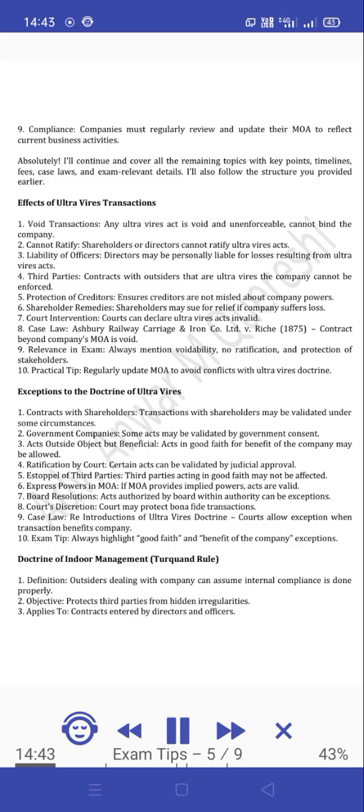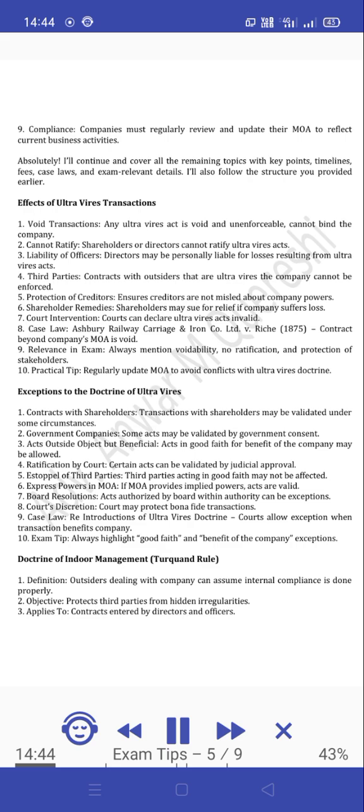Effects of ultra vires transactions. 1. Void transactions. Any ultra vires act is void and unenforceable, cannot bind the company. 2. Cannot ratify. Shareholders or directors cannot ratify ultra vires acts. 3. Liability of officers. Directors may be personally liable for losses resulting from ultra vires acts. 4. Third parties. Contracts with outsiders that are ultra vires the company cannot be enforced. 5. Protection of creditors. Ensures creditors are not misled about company powers.